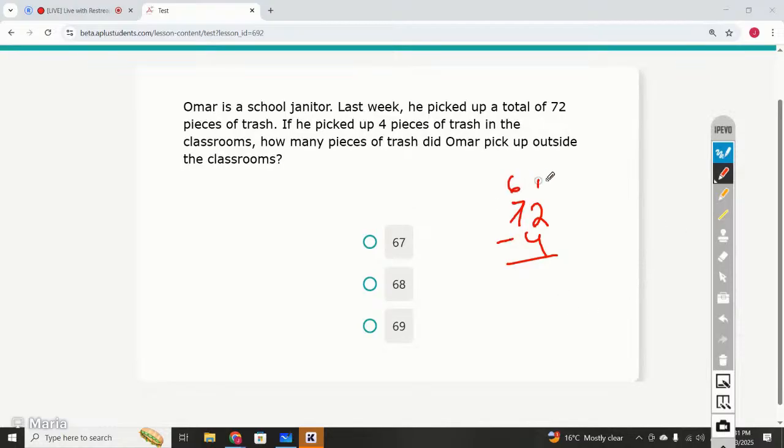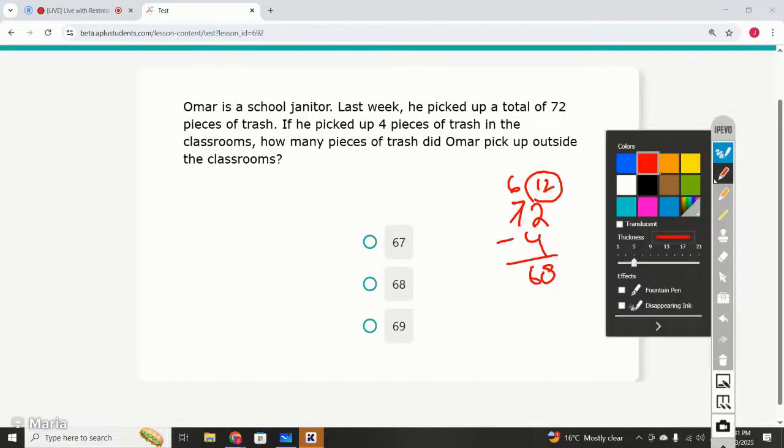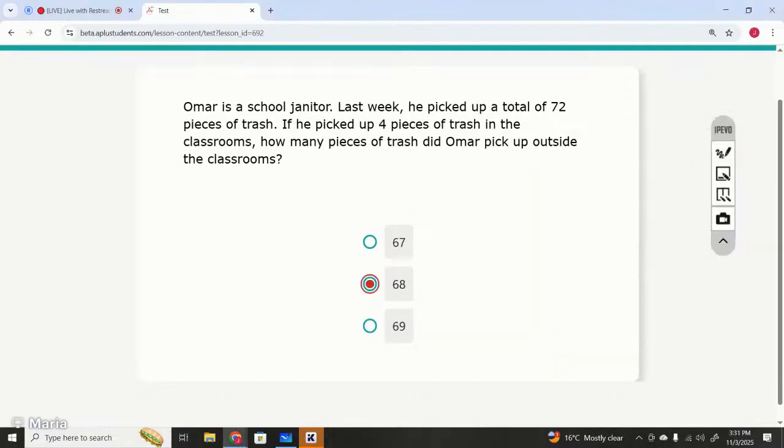So we need to borrow 1. 12 take away 4 is 8, and 6. That is 68. Option number 2 is the correct option.